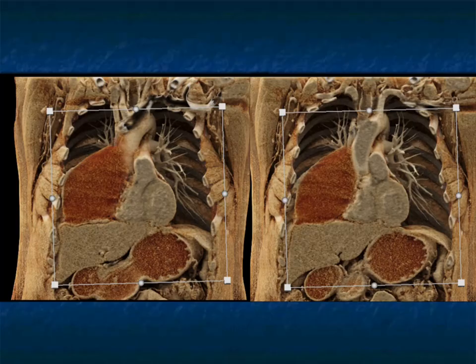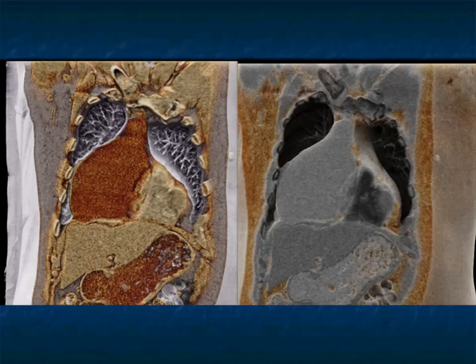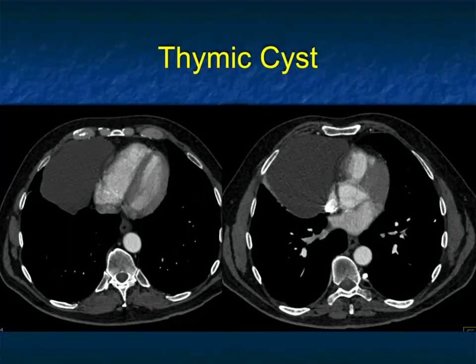You can see it really nicely. The water density looks like stomach. Red on cinematic rendering is fluid. So we got to be thinking this is a cyst. You could think about a very large pericardial cyst. You could think about a mediastinal cyst. It's not a great location for a bronchogenic cyst or esophageal duplication cyst. So what was this? It was a thymic cyst.